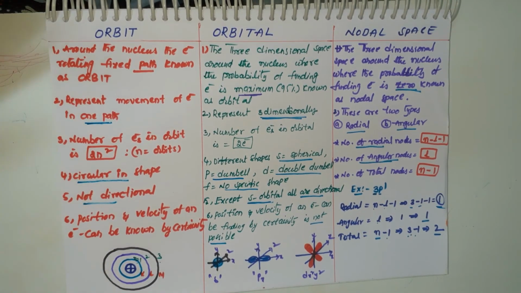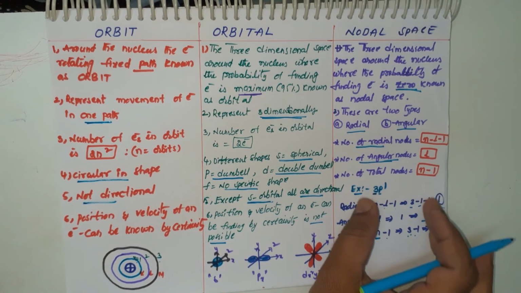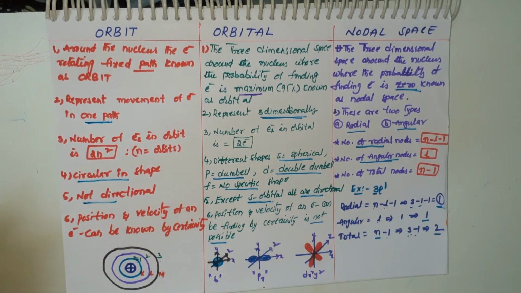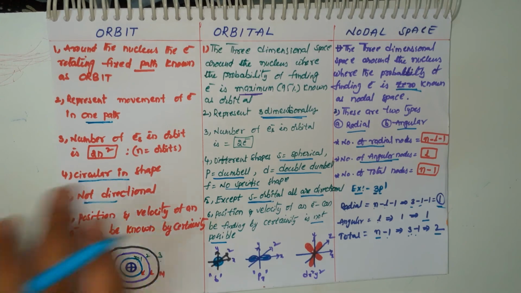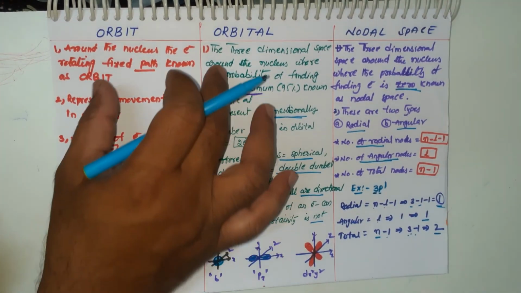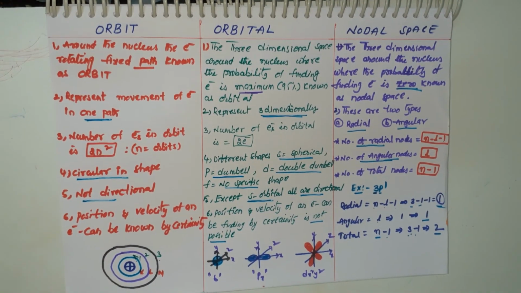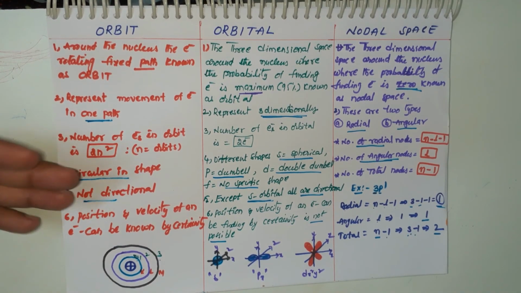Okay students, this is very important. Finding the nodes is important in EAMCET and competitive exams, and for intermediate exams orbit and orbital is very important. Please pause the video and note it down.